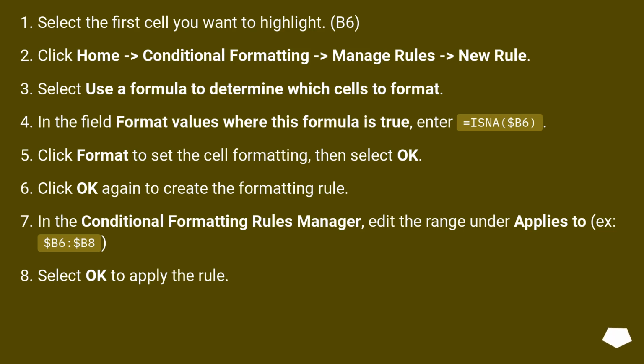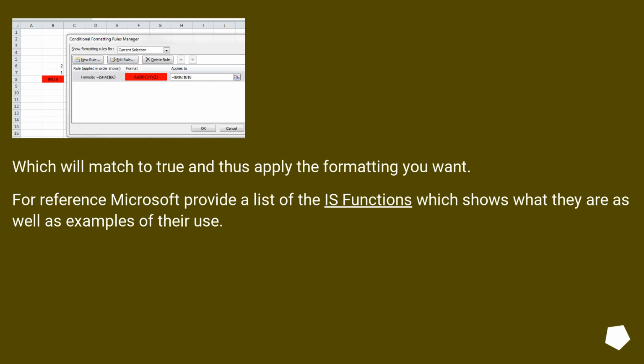Click Format to set the cell formatting, then select OK. Click OK again to create the formatting rule. In the Conditional Formatting Rules Manager, edit the range under Applies to: $B6 through $B8. Select OK to apply the rule. Which will match to true and thus apply the formatting you want.